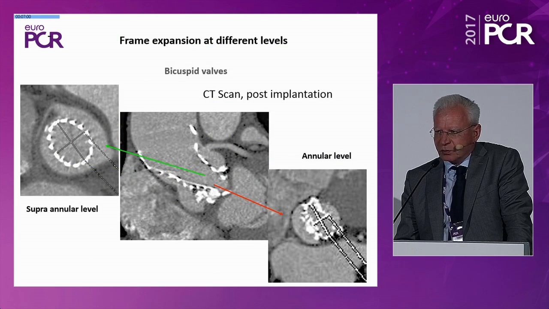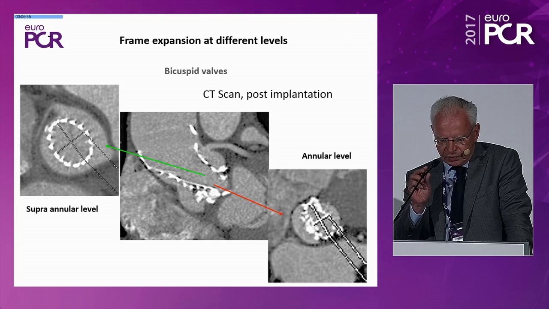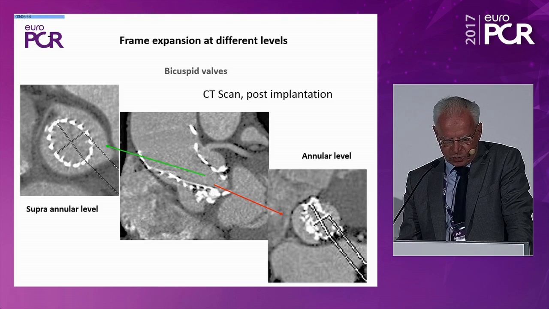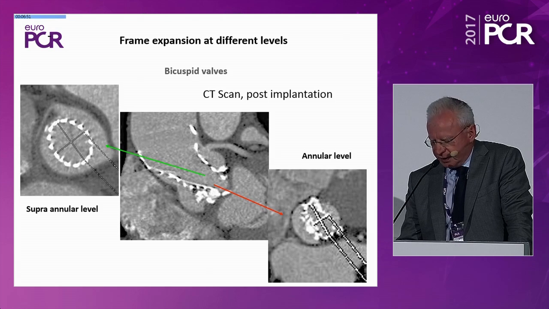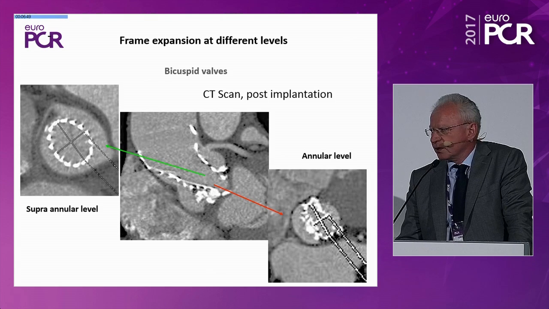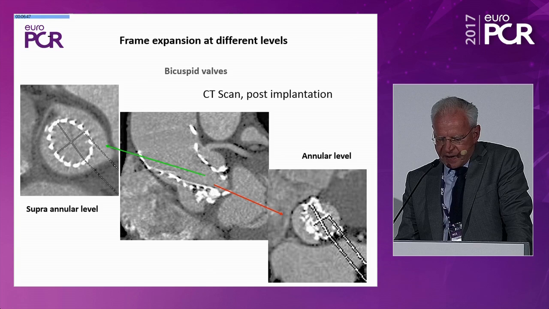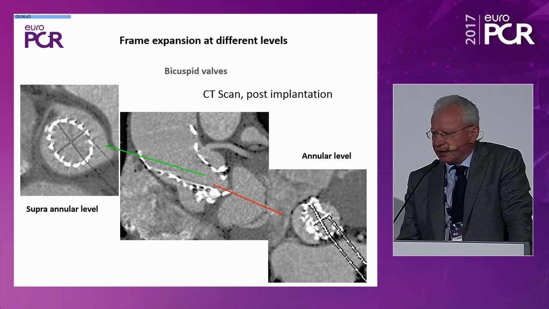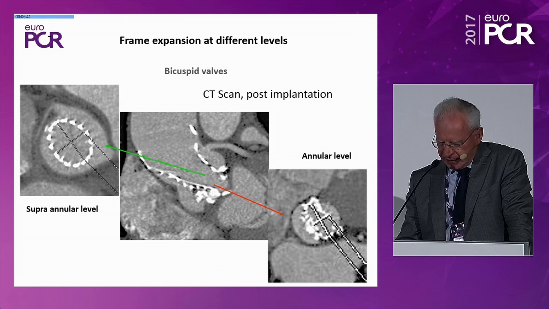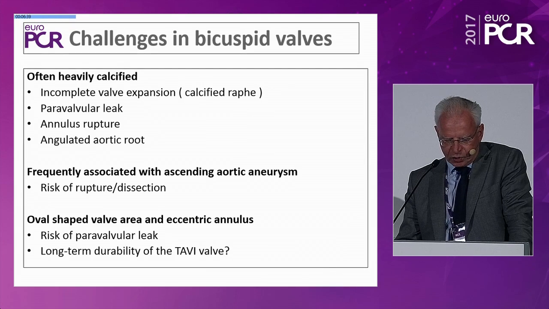That is the situation we are facing sometimes, and you see here a CT post-implant of a device, and you see the supra-annular level, it's circular. What is the beauty of this device? But you still see how constrained the device may be if you are dealing with very severe bicuspid anatomies, and that demonstrates very nicely the difficulties we have to overcome.